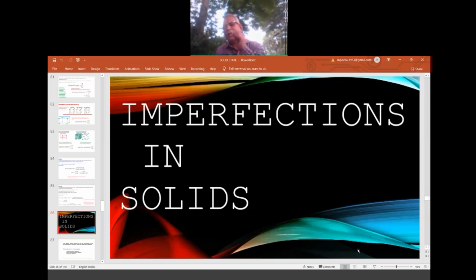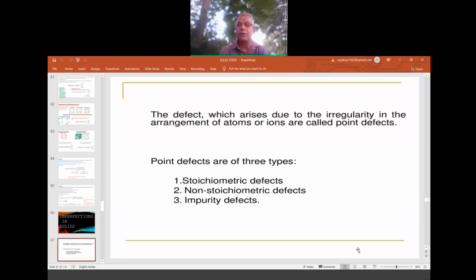So very minor defects are some small imperfections we see. So they are called as what? Imperfections in the solids or defects in the solids, and that is the point of discussion today. And I think this is the last point we are going to discuss in the solid state. Okay. So what is a defect, or what is an imperfection?